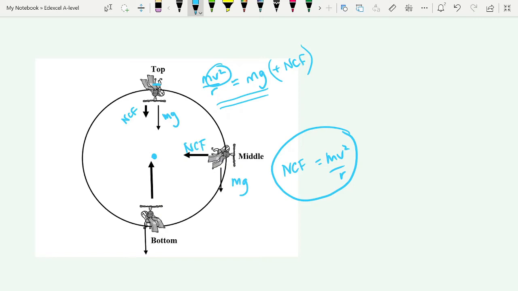So if you want to find out how much the centripetal force is, you could either have some way of finding the normal contact force, or you could find the normal contact force by figuring out how much the centripetal force was.